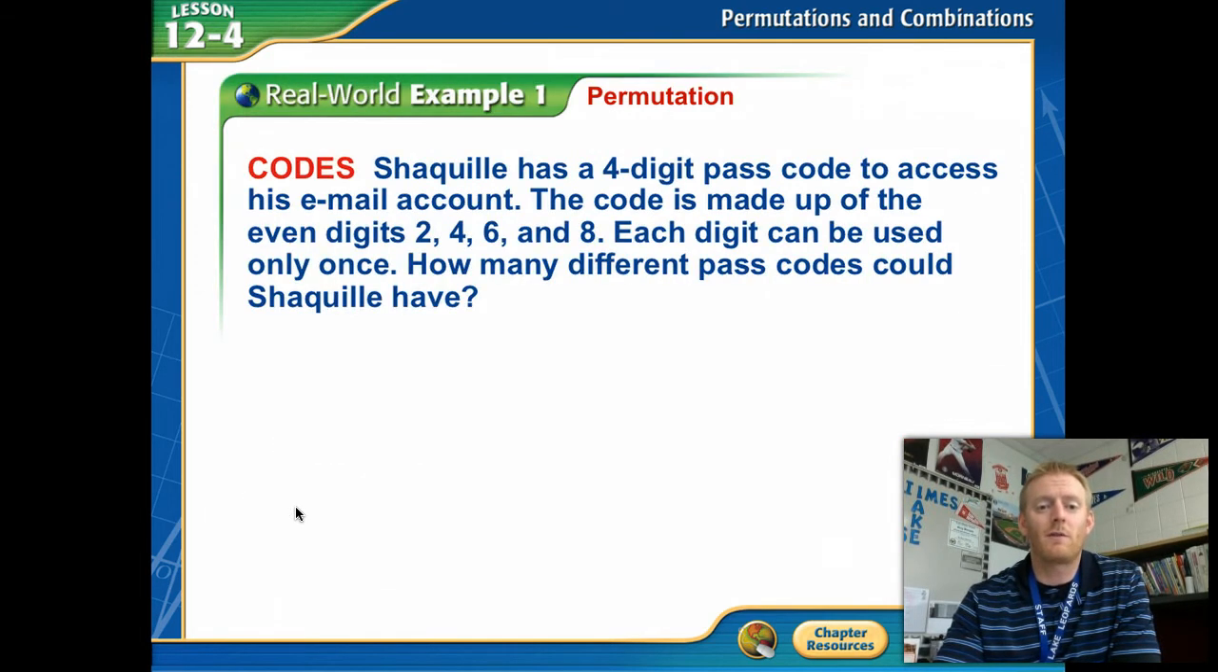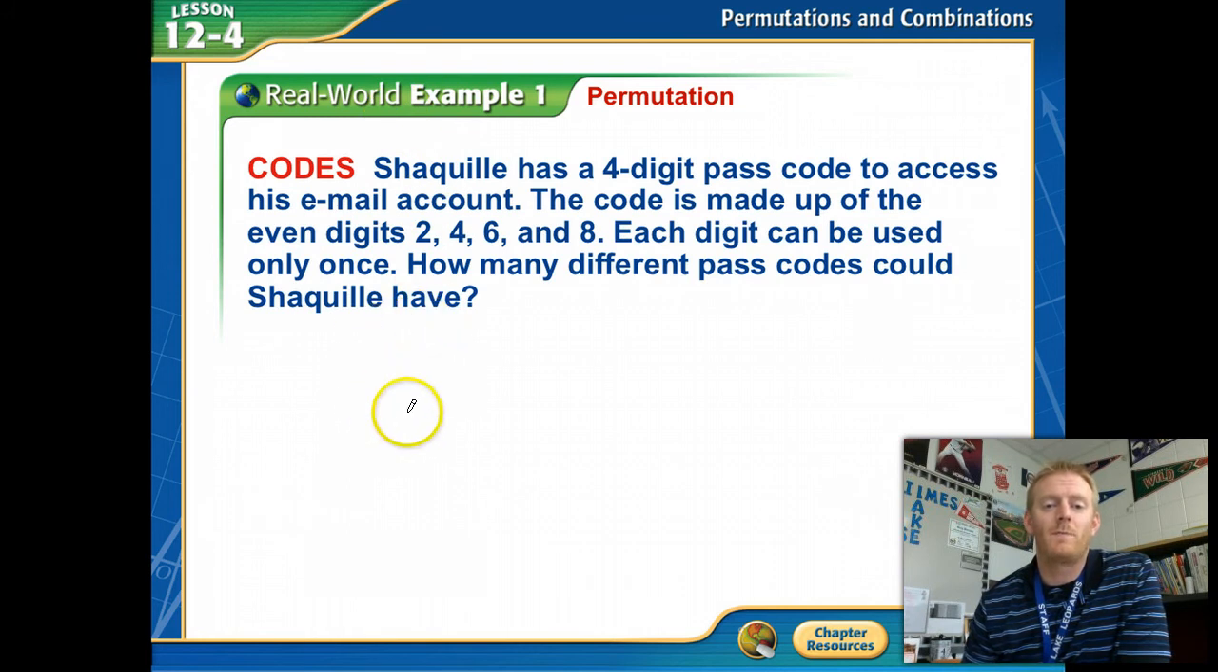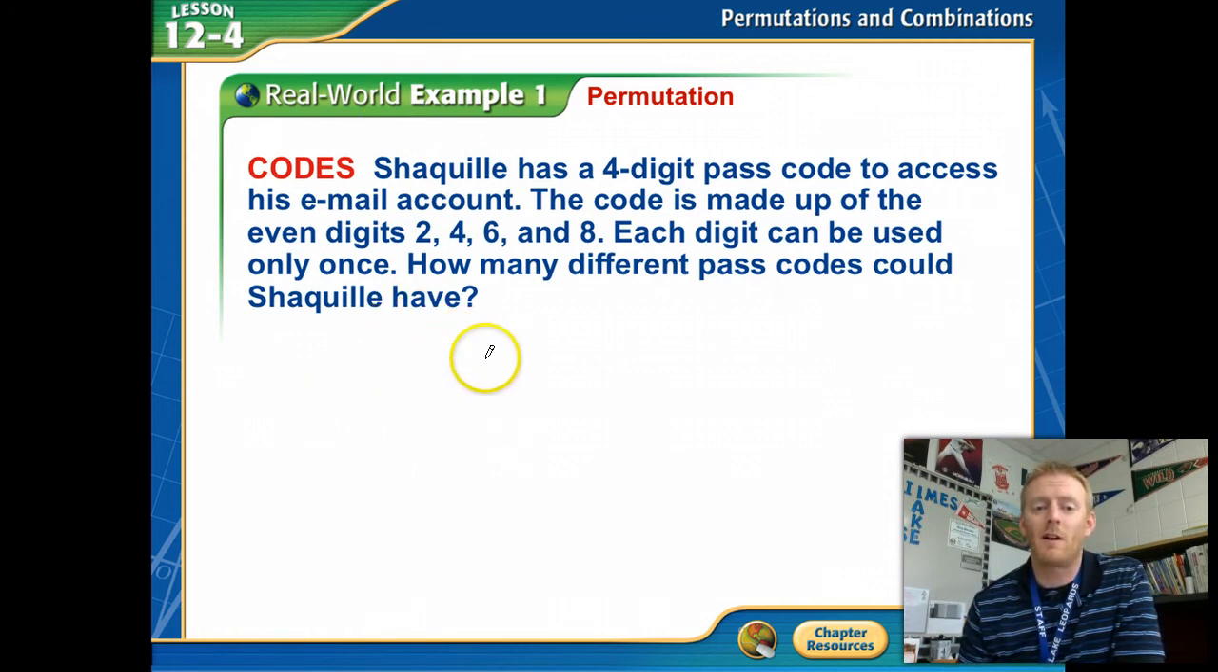All right, here's our first example. It says that this dude named Shaq has a 4-digit passcode to access his email account, kind of like your guys' iPads. The code is made up of the even digits 2, 4, 6, and 8. Each digit can be used only once. How many different passcodes can he have? So our job is to come up with a system to figure out how to solve these.